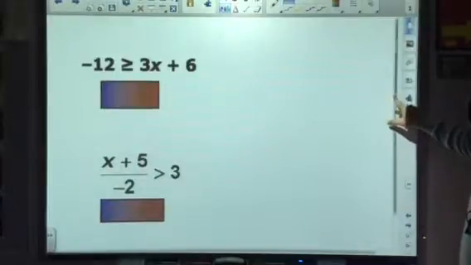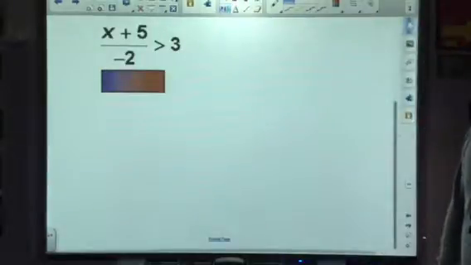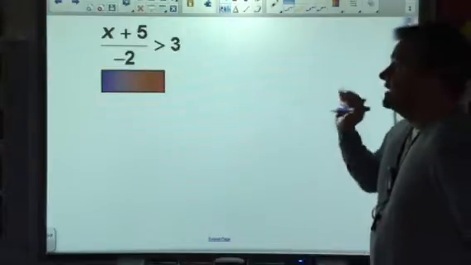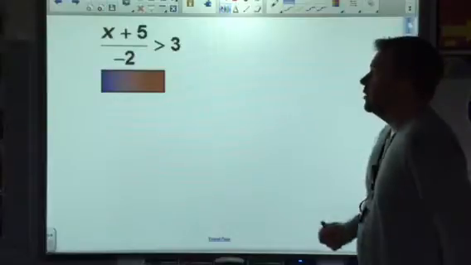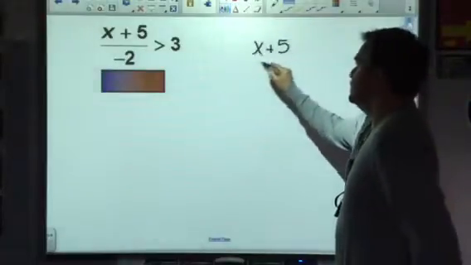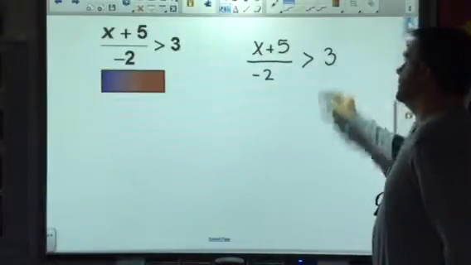Okay, let's skip down to this one here because it's really interesting. So when you look at this, the first thing that kind of bothers me about it, or the first thing that I would want to do, is get rid of that denominator. Get rid of the fraction part of it. So we have x plus 5 divided by negative 2 is greater than 3.